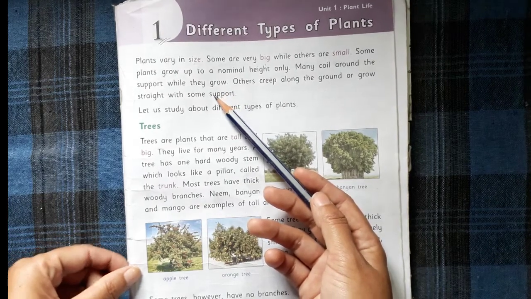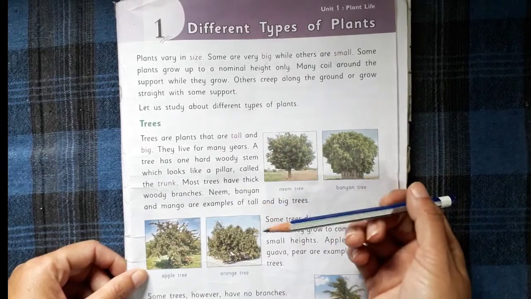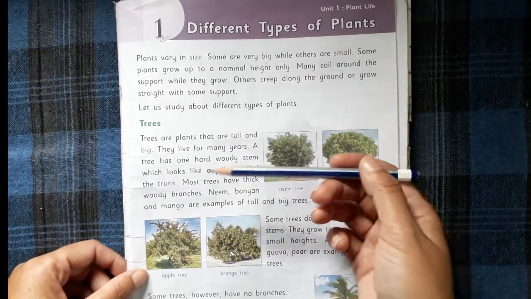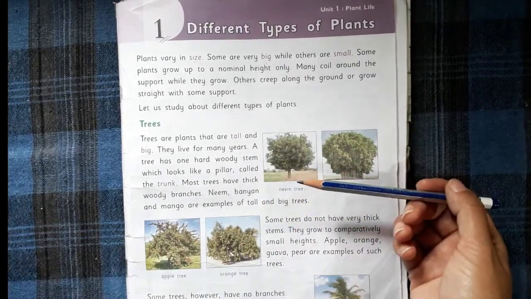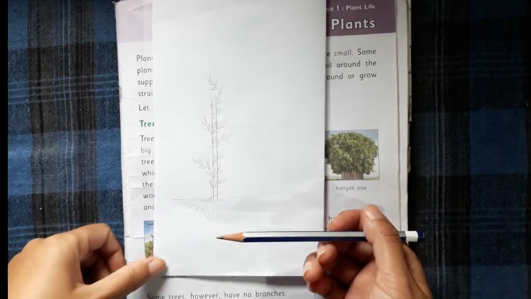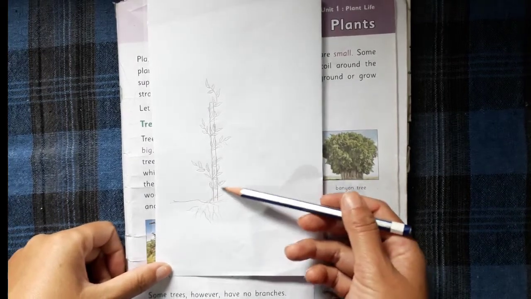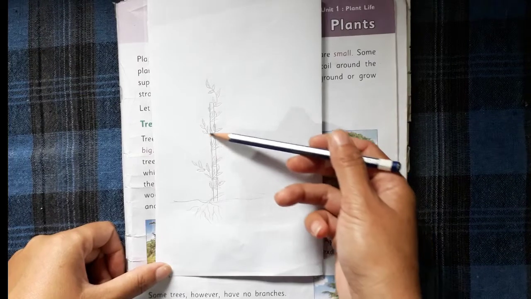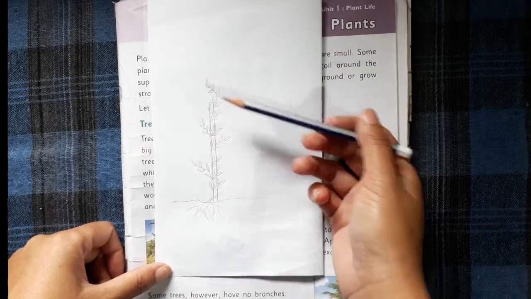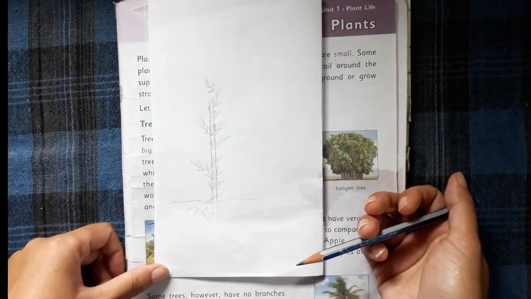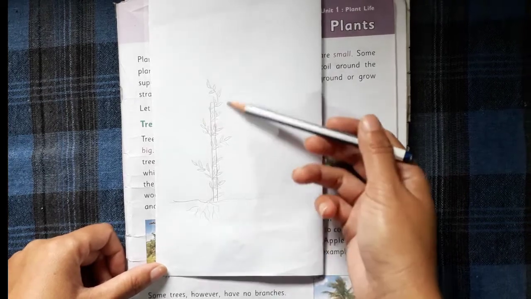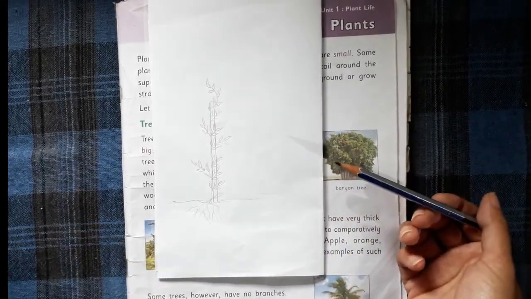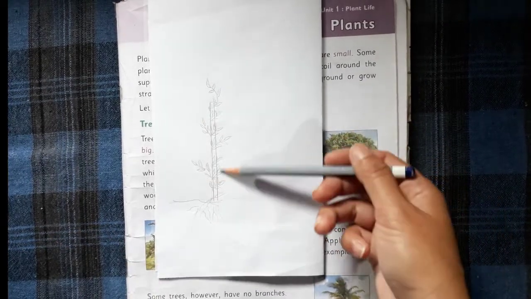Okay, some plants grow with the support of a stick or rope, so they coil around that support. So this is called coiling. They grow like this. You might have seen money plant, kiwi, grapevine growing like this, with a support of a stick or rope. This is called coiling.